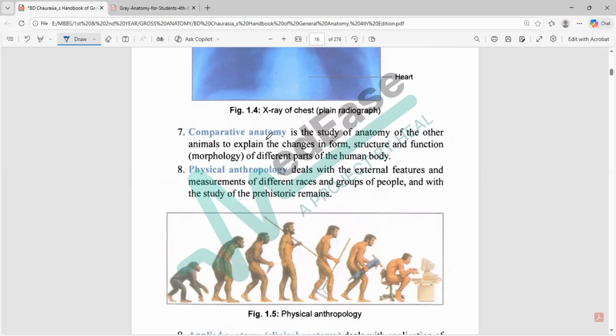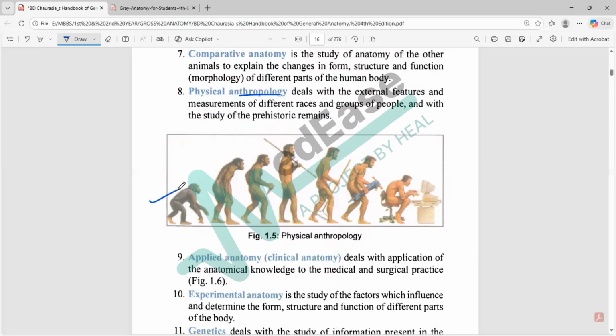Comparative anatomy mainly involves the comparison of various structures. Then we have physical anthropology. Physical anthropology means how different races of people are related to each other and to people in the past. One of the most common perceptions is that human life began from the apes. We test this in physical anthropology, where we manipulate the DNA.